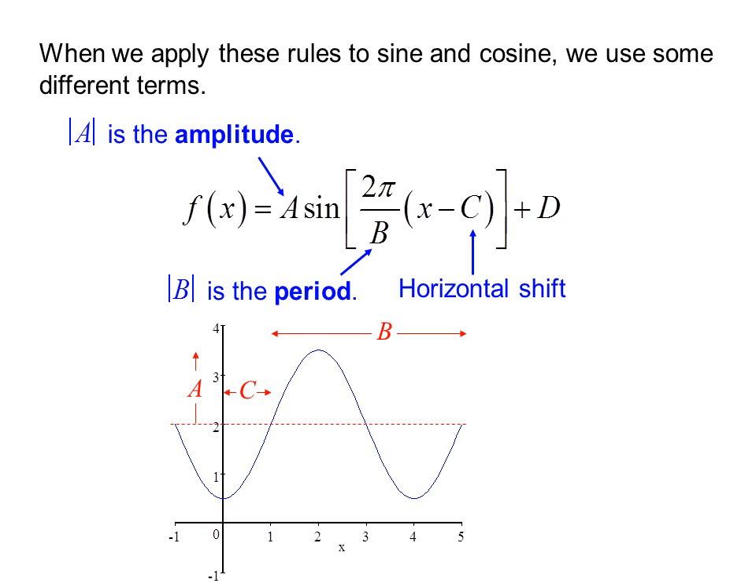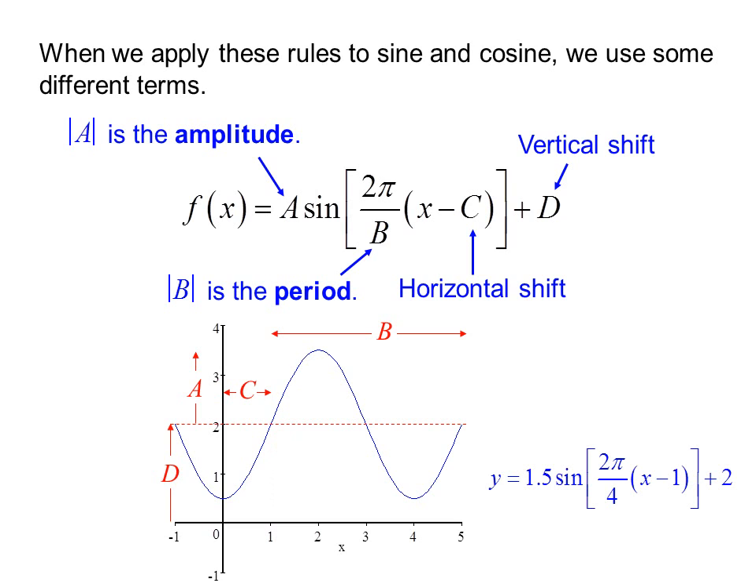The C inside the parentheses causes a horizontal shift, so minus C moves it to the right. And the D at the end causes a vertical shift, so the center line has been moved up a distance D. This particular equation is y equals 1.5 sine 2 pi over 4 times x minus 1 plus 2.